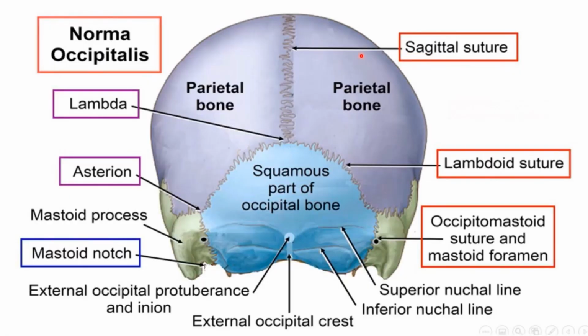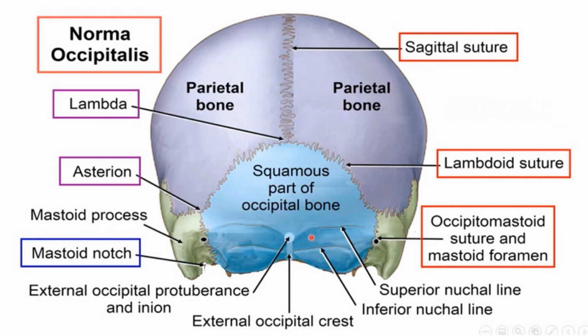So again, this is the normal occipitalis. Let's look at the bones. This is the parietal bone. This is the sagittal suture. This is the lambdoid suture. This is the lambda, the meeting point of the sagittal and the lambdoid suture. This is the squamous part of the occipital bone. This is the external occipital protuberance, and the prominent part is called the inion. Now going down is the crest, the external occipital crest.